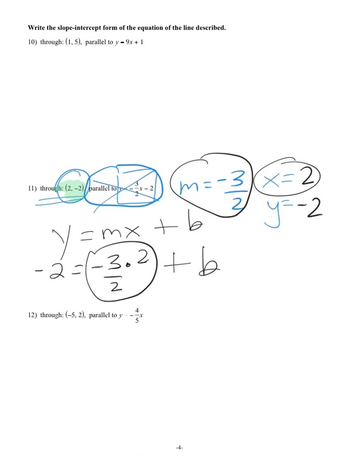So what's negative 3 over 2 times 2? Negative 3. Yeah. So you got negative 2 equals negative 3 plus b. What's the value of b? How do I get the negative 3 with the b, with the 2?